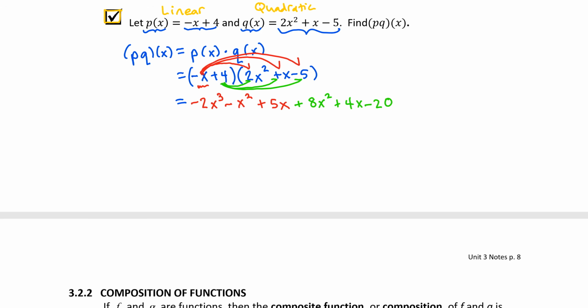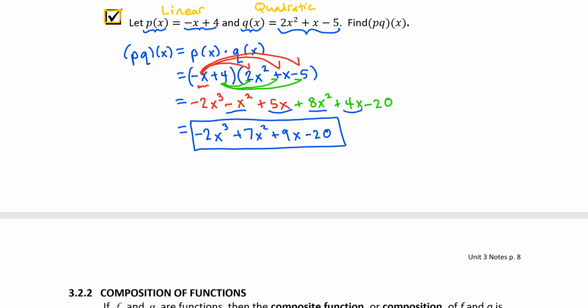To finish, we will combine like terms and make sure we write this in descending order. That means we're going to start with our highest powered term first, 2x cubed. Then we will combine our x squared terms, negative x squared plus 8x squared is plus 7x squared. We'll combine our x terms. 5x plus 4x gives us 9x, and then we can tack the constant there on the end. So we could say the product of a linear function and a quadratic function is a cubic function.